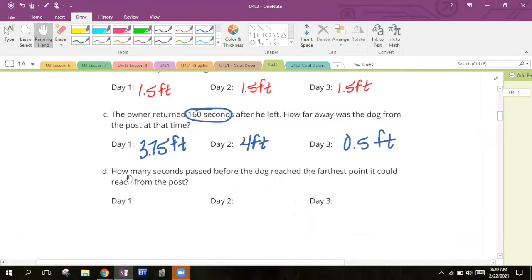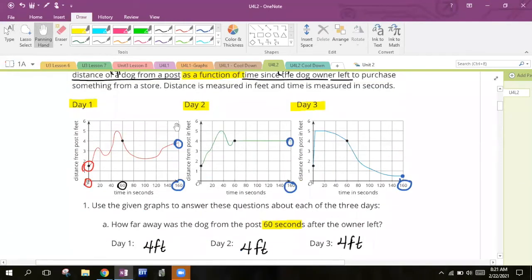All right, D, it says how many seconds. So all the other ones have given us the seconds and we had to tell the feet. Now we're given this, now we're wanting to know how many seconds passed before the dog reached the furthest point it could reach from its post. Okay, so let's look at day one. So the furthest point from its post is about right there.